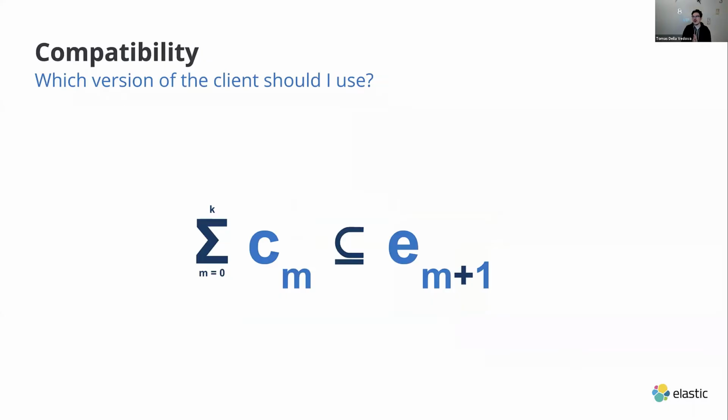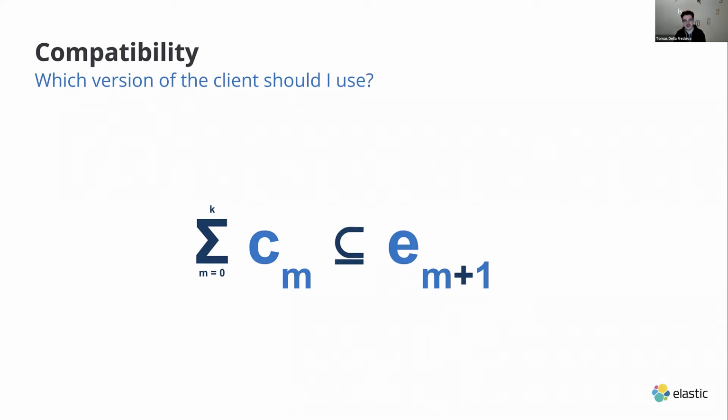So a good question you can ask me is, okay, which version of the client should I use based on the Elasticsearch version that I have? So for answering this question, we came up with an extremely complex math formula, like any math formula really, which can really be simplified in this way.